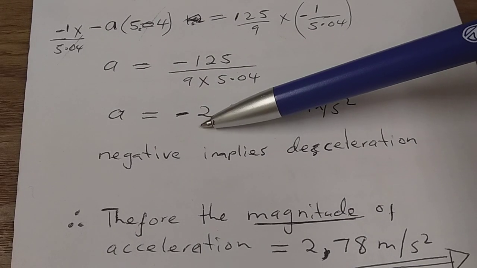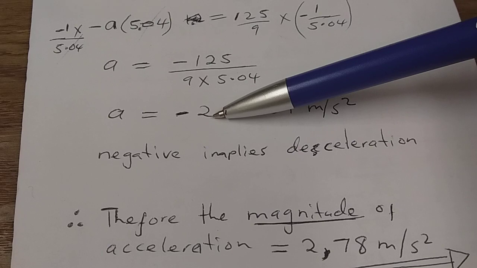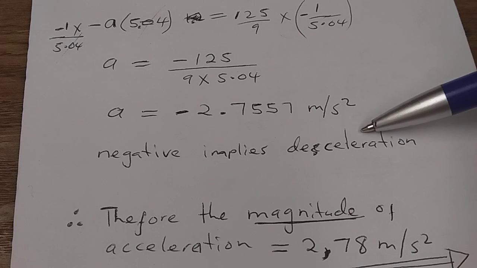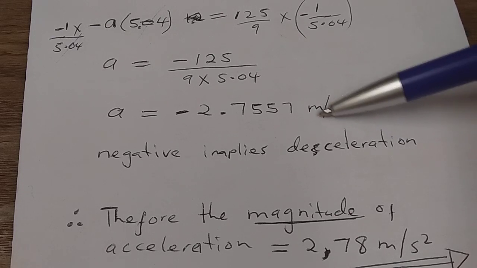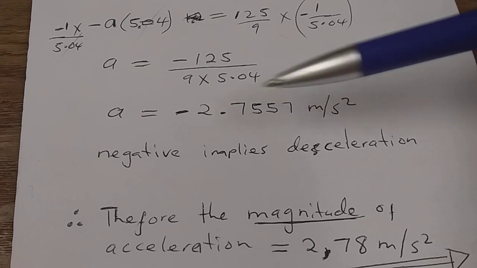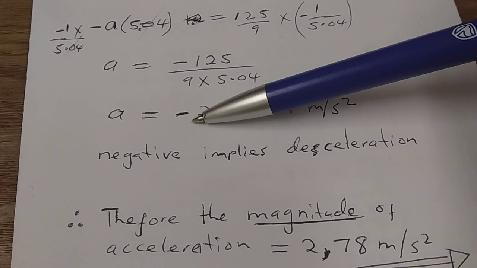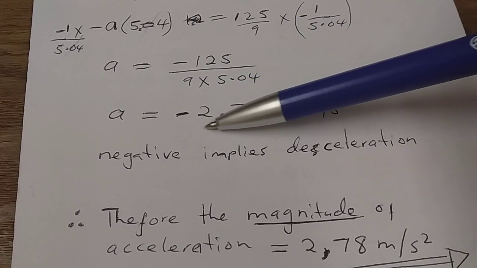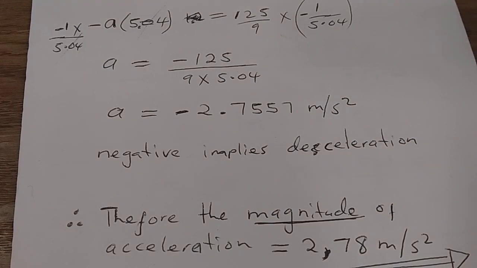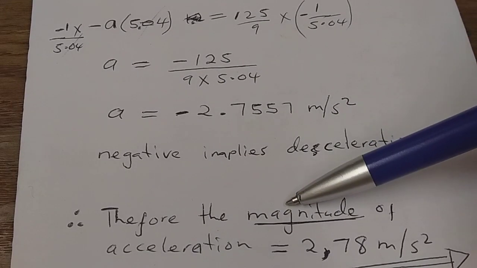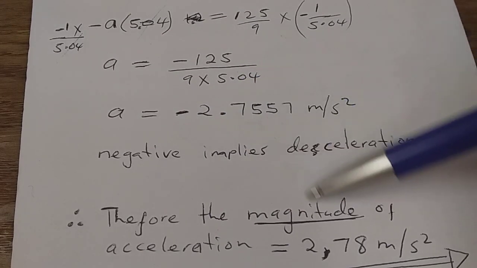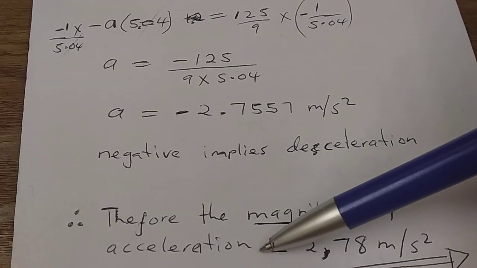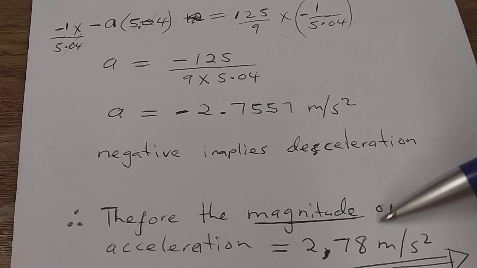So here the negative implies deceleration. That is the negative direction. That is why the vehicle or the car came to a stop, a standstill, because of the negative acceleration of the brakes. So the negative just implies the direction of the acceleration. So A is the acceleration. So the acceleration is negative 2.7557 meters per second squared. But the magnitude will be the absolute magnitude. It's always positive. So the magnitude of the acceleration is 2.8 or 2.78.